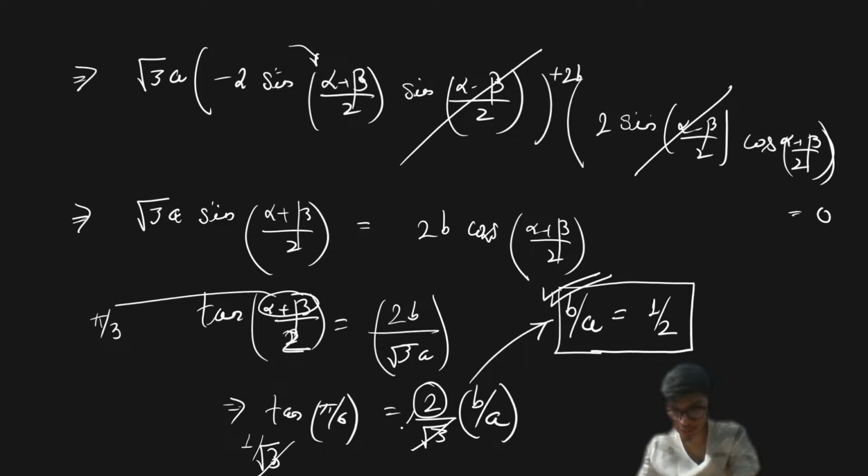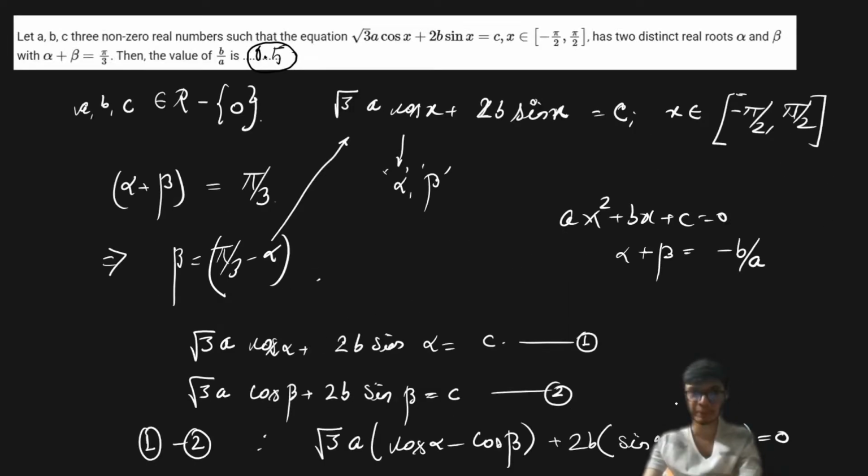This 2 here, if I take it to the other side, it becomes 1 upon 2, right? So therefore b upon a is equal to 1 upon 2, that is going to be 0.5, because in the question it is asked to get the value of b upon a, right? Not a upon b. So if it was asked for a upon b, then the answer would have been 2.